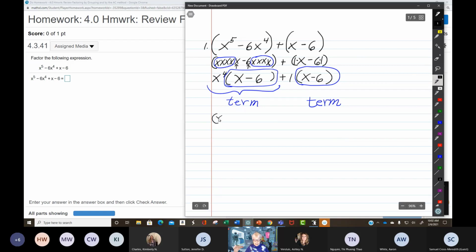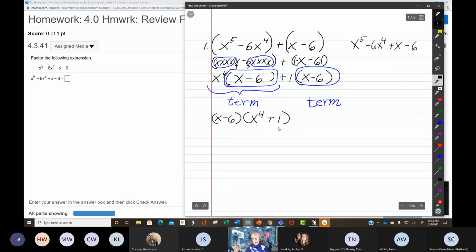So I'm going to write that, x minus 6, and then I'm going to write the leftovers. x to the 4th plus 1. That's the leftovers, x to the 4th plus 1. And this is the factorization of the original term we were dealing with, which was x to the 5th minus 6x to the 4th plus x minus 6.